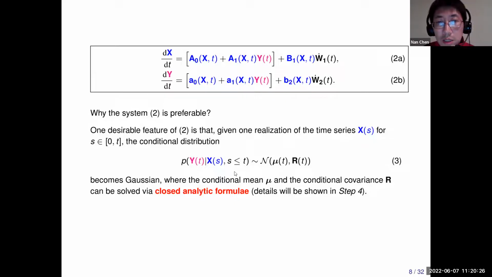And this distribution is conditional Gaussian, and the conditional mean, mu, and the conditional covariance R can actually be solved by a closed analytical formula, and the details I will show later. But this is one of the key features we will explore later when we try to build the conditional Gaussian mixtures. And with this closed analytical formula, we can solve these equations in a very efficient and accurate fashion.